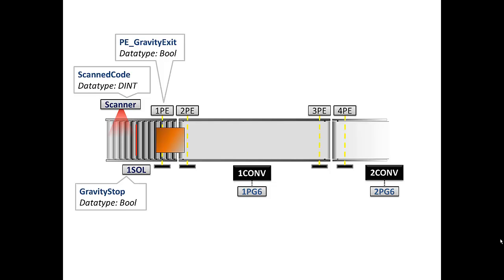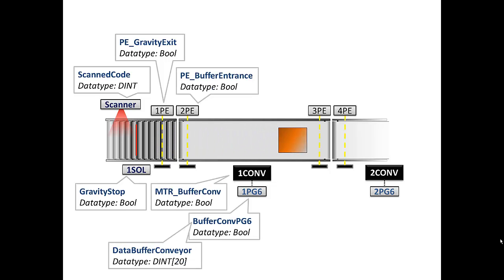Once the carton is ready to be pulled onto the buffer conveyor, then we will energize that motor, which is going to give us pulses generated. It also breaks the photo eye buffer entrance, or the buffer entrance photo eye, which is a Boolean data type. Boolean data type means it's a bit. Notice that the motor buffer conveyor is also a data type Boolean. The pulse generator is also a Boolean, but that pulse generator is going to be used to drive the data buffer conveyor, and that data type is an array of 20 double integers.